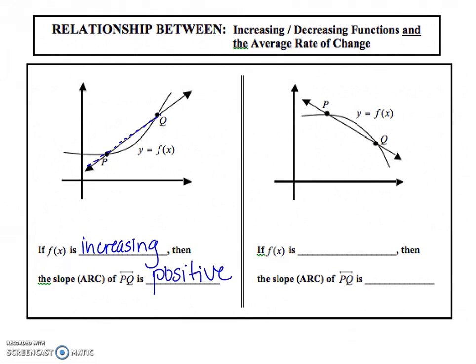In the second picture, we show a graph that is decreasing from P to Q. And again, you can kind of see our line here. So if f of x is decreasing, or if our secant line on our function is decreasing, then the slope of the average rate of change of PQ is going to be negative. And again, that's kind of common sense, but it's good to just say it out loud and write it down.